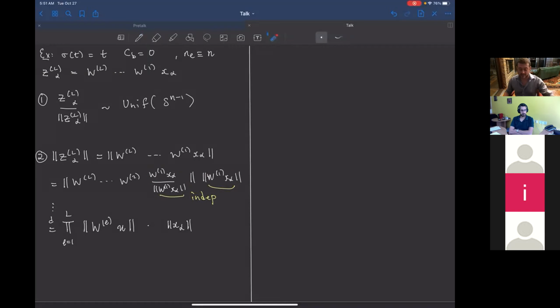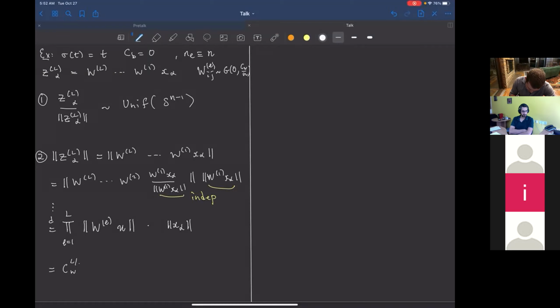Okay, so that's nice. That's very good. And now let's remember that the W_ij were Gaussian with mean 0 and variance C_W over n. Had this parameter C_W in there. Okay, so when you write that out, what do you get?